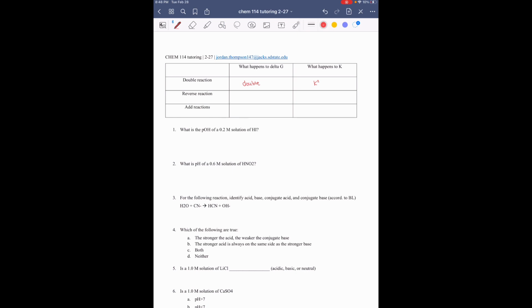If I reverse a reaction, we do the opposite sign for delta G. So if it's positive, it becomes negative. If it's negative, it becomes positive. K becomes the inverse. And if you add reactions, you add delta G's, and K's you multiply.